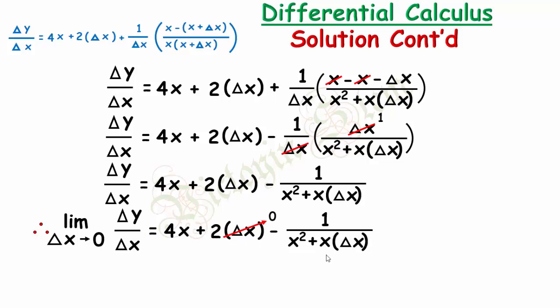And then we'll go to the denominator of this fraction. As delta x approaches 0, delta x will eventually be equal to 0. And so x times 0 is 0. So I'll be left with 1 divided by x squared. So this looks good. Hence, the derivative of y with respect to x of our question, which is 2x squared plus 1 divided by x, will now be equal to 4x minus 1 divided by x squared. And so this is the derivative of 2x squared plus 1 divided by x from first principle.